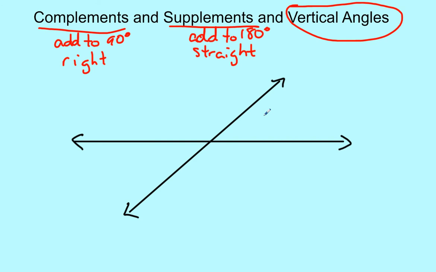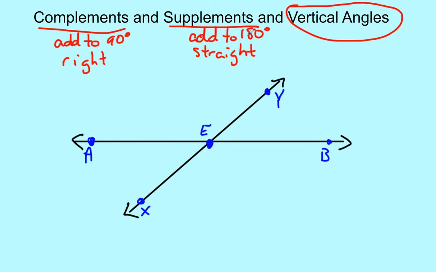So here we have two intersecting lines, and we can refer to these as A, B, and this one we can call X, Y, and in the middle can be E, so that's a good letter. Alright, so pick some supplementary angles here.